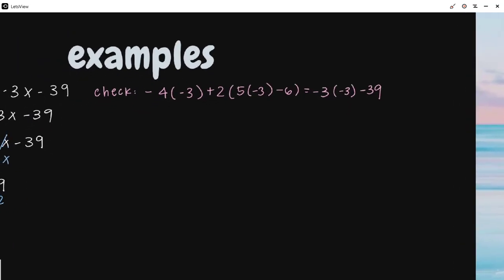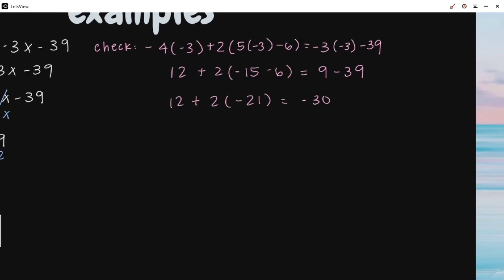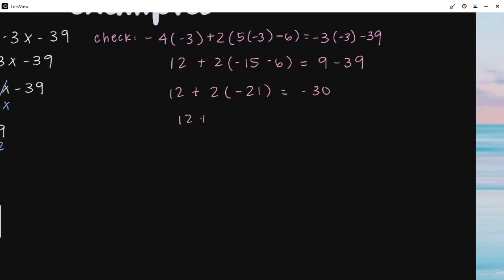Okay, so negative 4 times negative 3 is 12. And then for this next part, we want to simplify inside the parentheses first because of order of operations. So that'll be negative 15 minus 6 equals 9 minus 39. So we get 12 plus 2 times negative 21 equals negative 30. And then we get 12 minus 42 equals negative 30. And 12 minus 42 is negative 30.